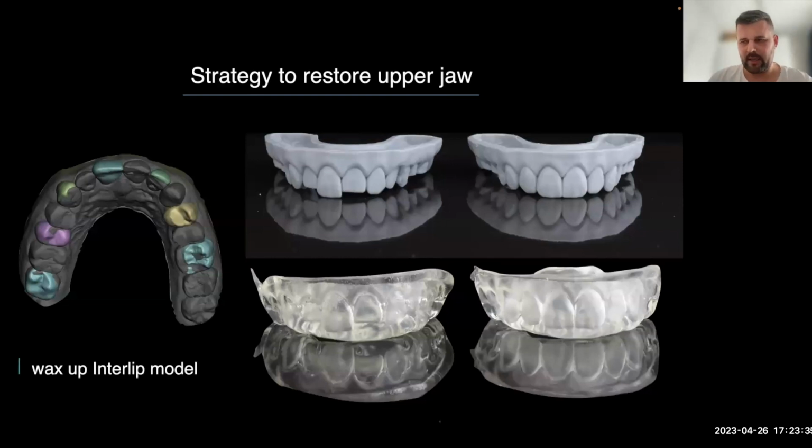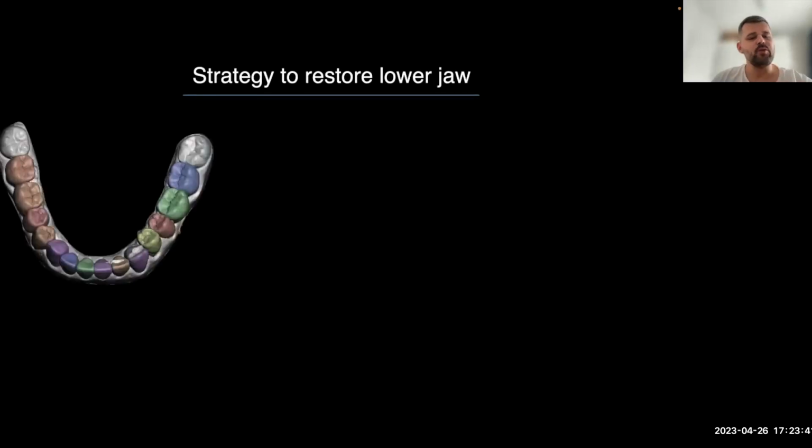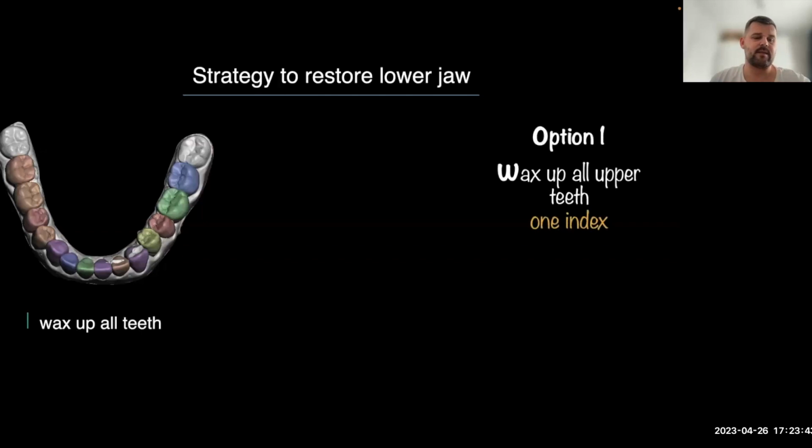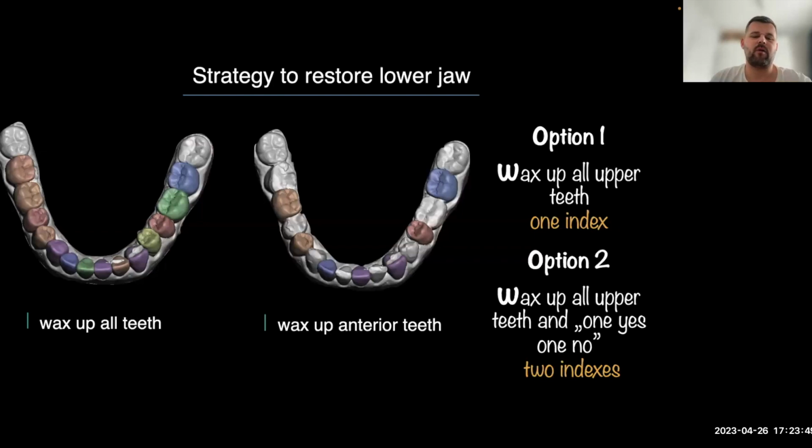You can do that. But what is the strategy to restore the lower arch? Of course, you have the same chance to do it like that. You can prepare a wax up of all teeth and a wax up of half of the arch, 1 yes, 1 no. So we have two options, the same as for the upper. But in the lower jaw it is very difficult. Of course, it depends on the patient, but it's very difficult to manage the tongue, the saliva, the cheek, because there are a lot of things which move. And sometimes it's difficult to do this.